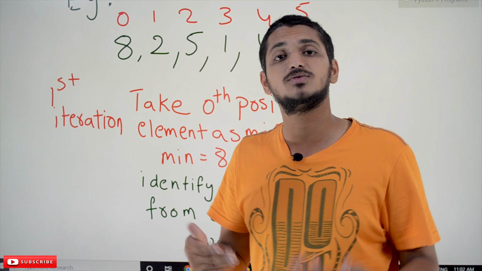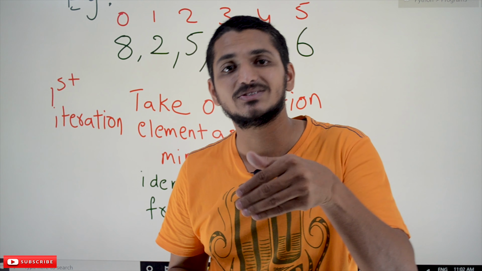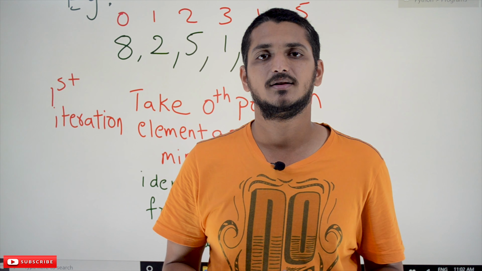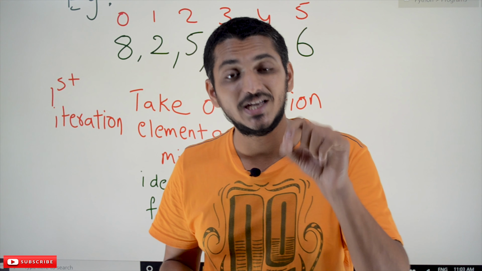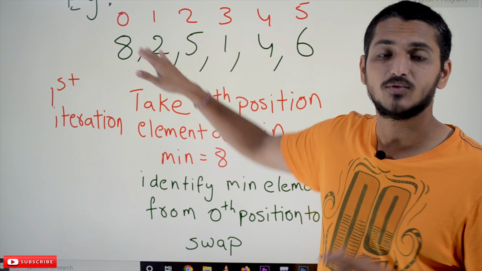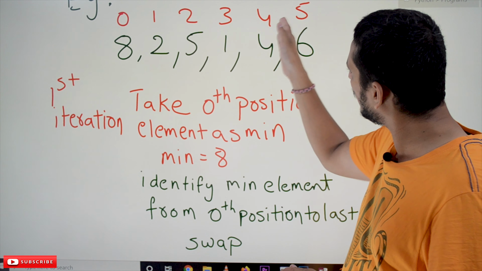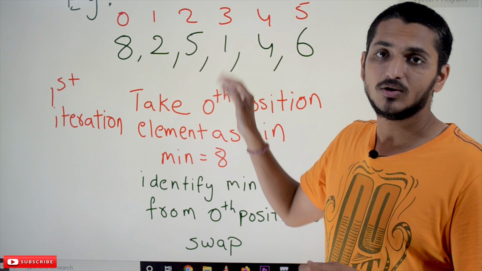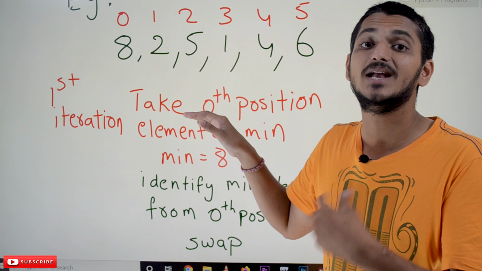How many iterations do we have to do? If n elements are there, n minus 1 iterations should be done. So here we use the concept of nested loops. Why do we need nested loops? In order to do the first iteration, we need a loop. We have to start from the 0th position, then first, second, third, and so on, identify the minimum value, and maintain the position. In order to do this, we need a loop.